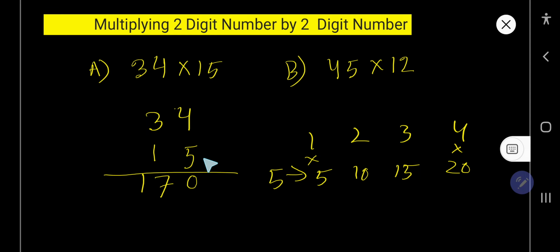Now look, you have done with 5. Now you need to multiply this whole number by 1. So 1 is the place of 1, it is the tens place. So before starting by multiplying 1, you need to block your ones place, since this is the tens place. So 1 times 4, 4, 1 times 3, 3.